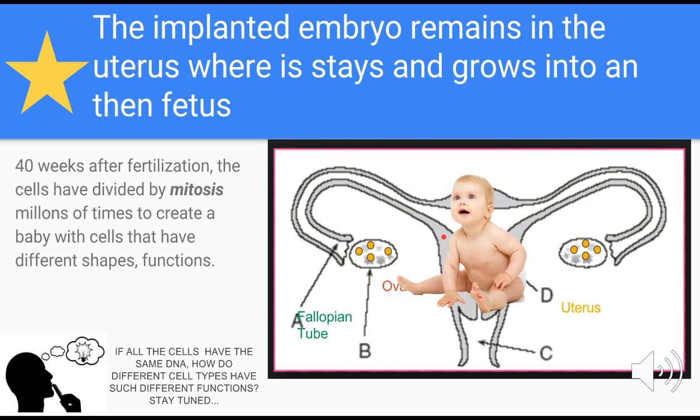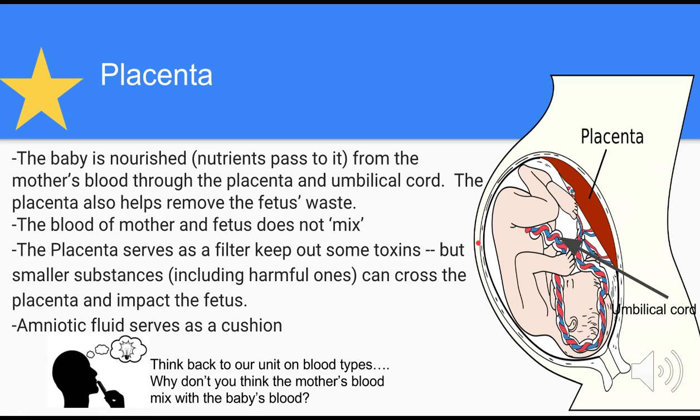So the embryo stays here where it grows until it's ready to be born. So it's 40 weeks. And the cells continually divide and divide and divide by mitosis millions of times until they've made a baby. All the cells have different shapes and functions.